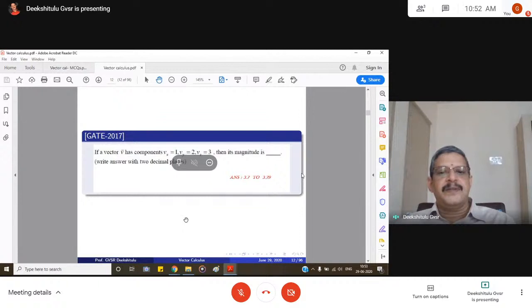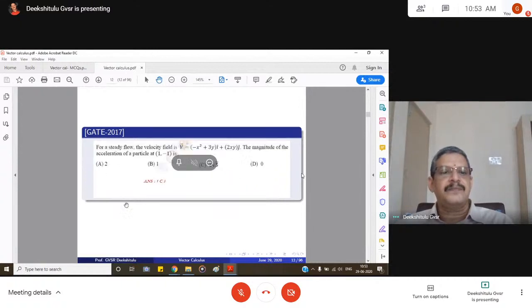And then, this is a question given in 2017. If a vector V has components 1, 2, 3, then what is its magnitude? Very simple question. The vector is Vx i plus Vy j plus Vz k. So the magnitude is given by the square root of 1 square plus 2 square plus 3 square. Write the answer up to 2 decimal places. So the square root of 1 plus 4 plus 9 comes to root 14. Root 14 comes to around 3.7, between 3.7 and 3.79. That is a question asked in 2017.